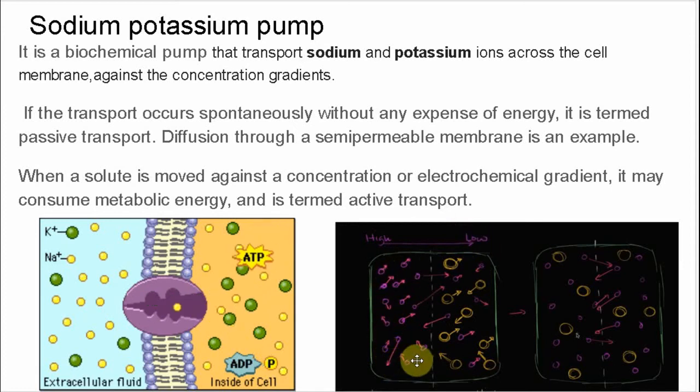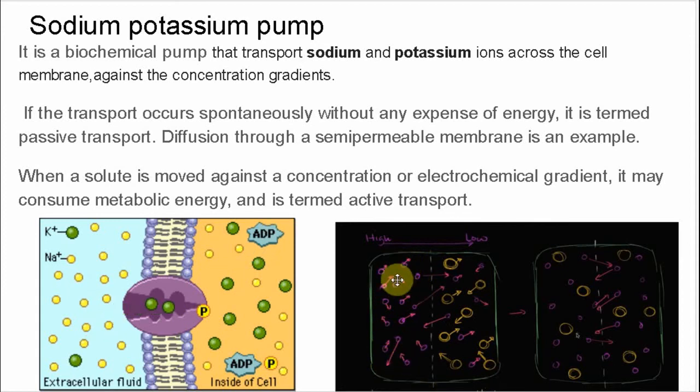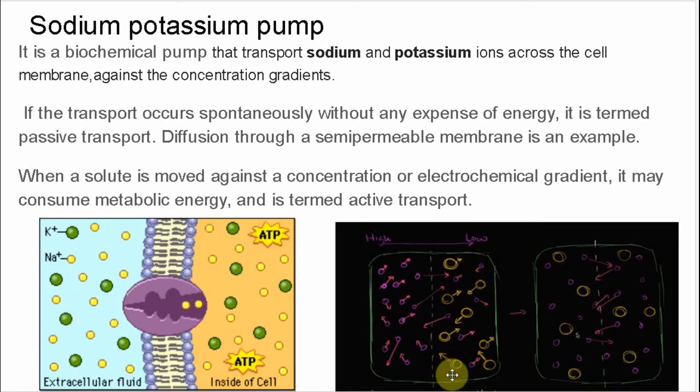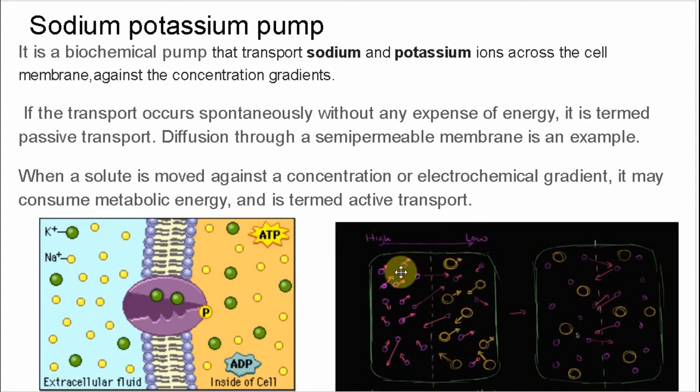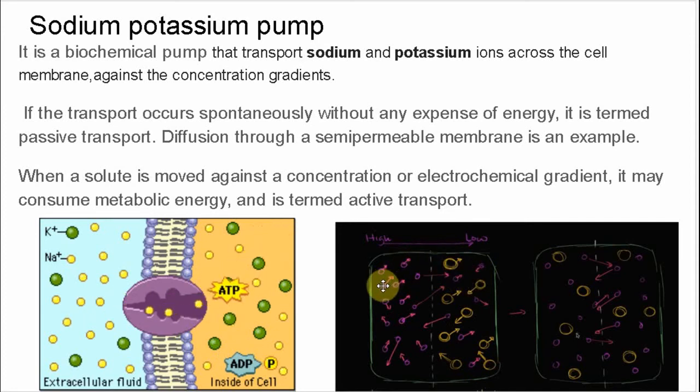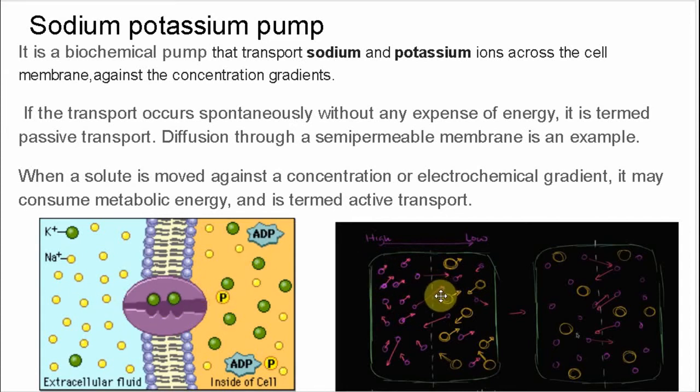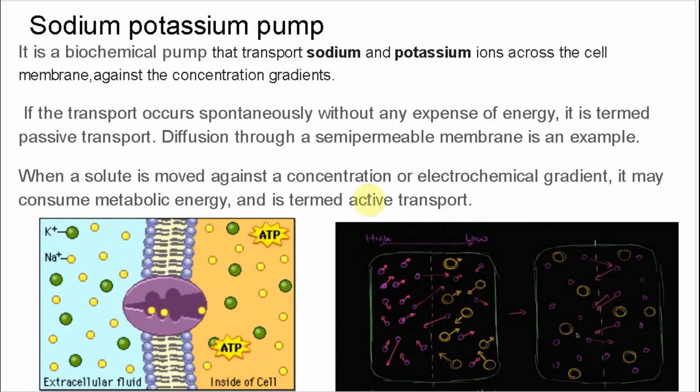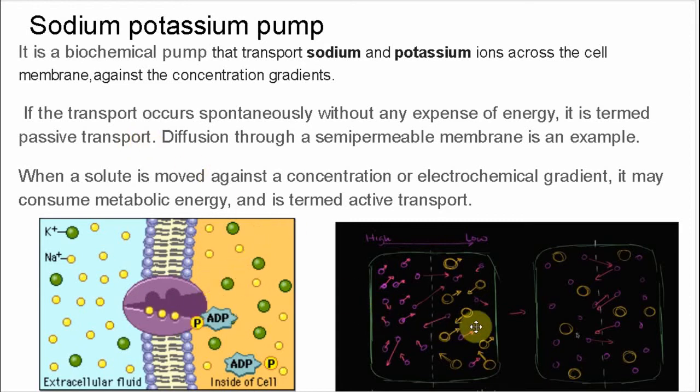Here these violet colored molecules are at a high concentration in this compartment, and they can diffuse easily to the other compartment because there it has a low concentration. Similarly, these yellow molecules can migrate to the other portion, from a high concentration to a low concentration. So it is a natural, spontaneous process to migrate from a high concentration to a low concentration. Such kind of transport is known as passive transport. It does not require any energy.